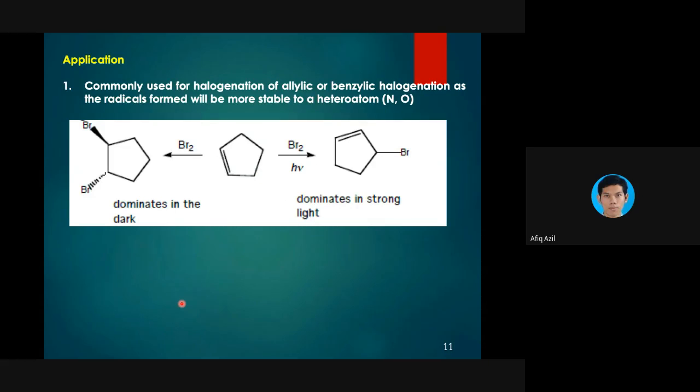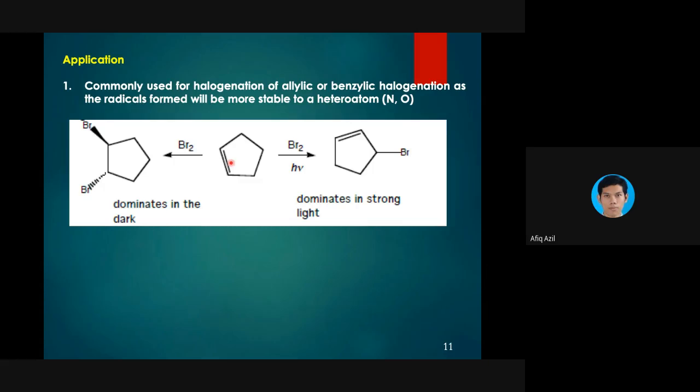Then, an example of how you can apply the free radical reactions. Basically, it is commonly used for halogenation of allylic or benzylic hydrogens. Benzylic involves benzene structures, but allylic must involve a C double bond C in the structure. This probably will be covered in next semester's subject, as the radicals formed will be more stable next to a heteroatom, which is N and O.